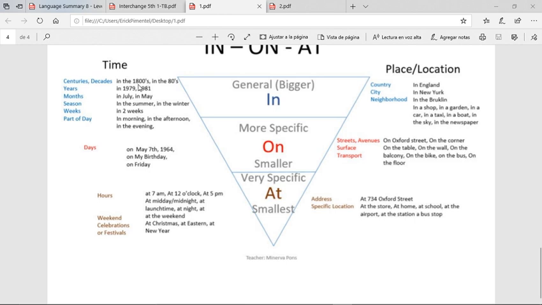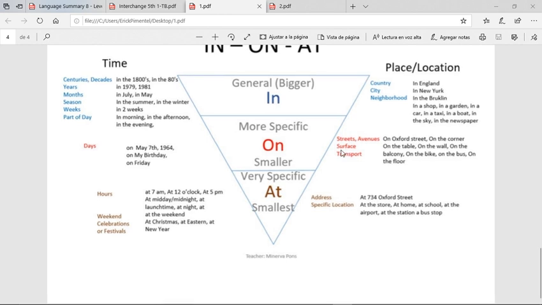You see here we have big years, months, weeks, parts of the day, but here we're a little bit more specific, saying the day. On May 7th, on my birthday, on Friday, the streets: on Oxford Street, on the corner of the table, to be more specific. And at is the very specific. It's a specific thing, okay? With hours, weekend, celebration, or festivals.